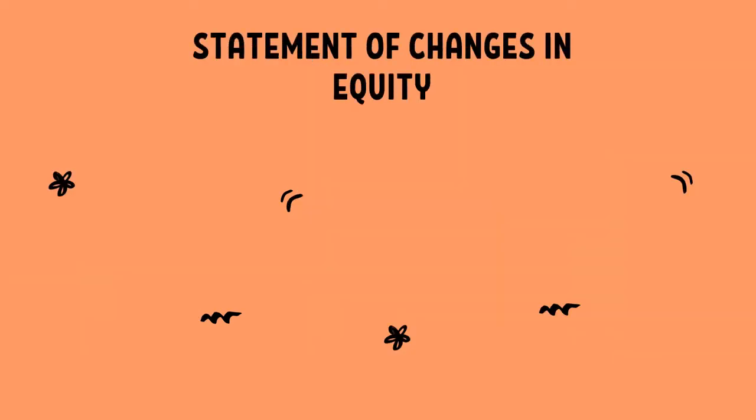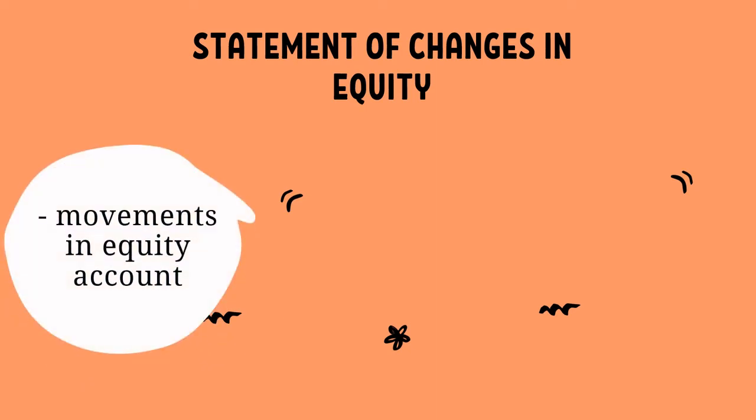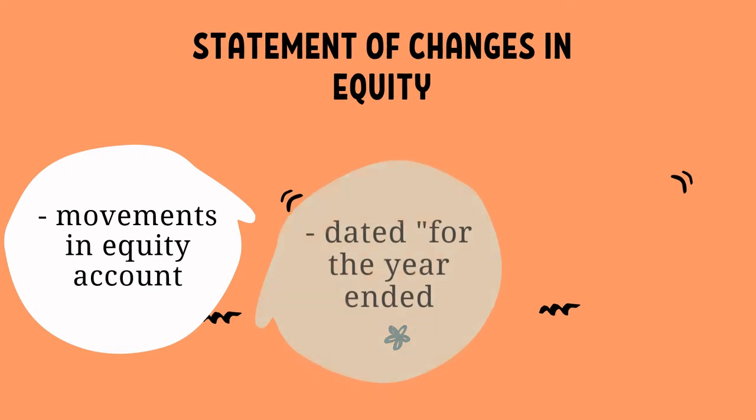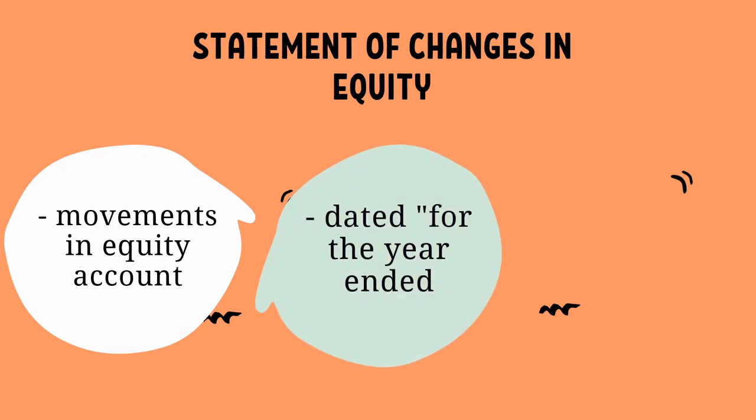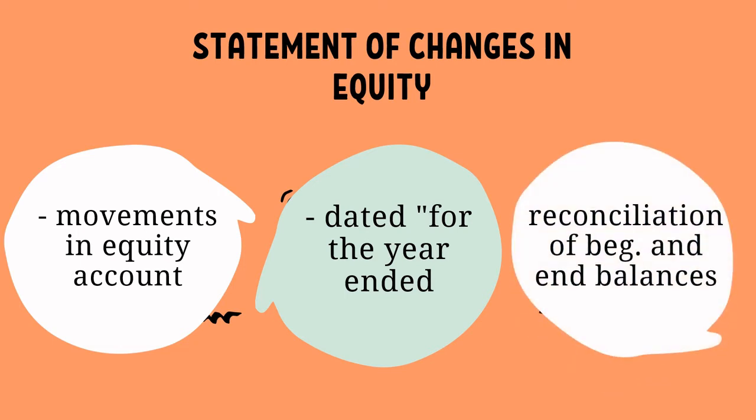Recall that SFP is a report on the company's assets, liabilities, and equity. The equity component of the SFP shows the claim of the owners on the company's assets. This is the reason why equity accounts are of particular interest to the readers of the financial statements. The statement of changes in equity is prepared to meet the requirements of the readers to understand the transactions that caused the movements in equity accounts. The SCE is a statement dated for the year ended, and the report shows the reconciliation of the beginning and ending balances of the equity account.